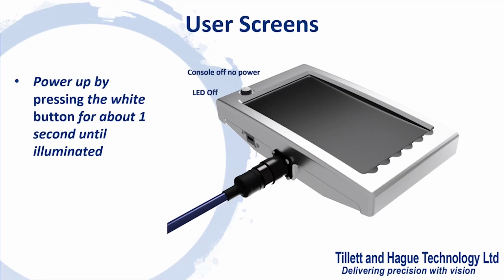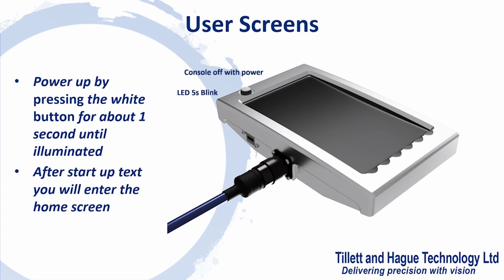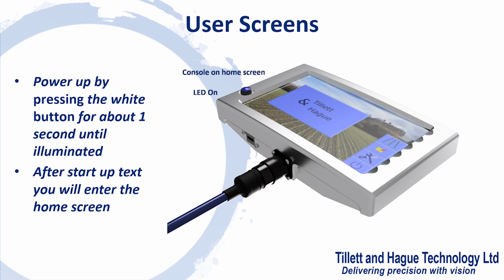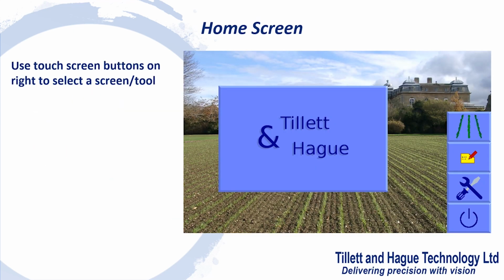First, you need to power up by pressing and holding the button until the LED lights up. You then need to wait a minute or so whilst the PC inside boots up. Once this is done, it will automatically go into the home screen. The touch buttons on the right reflect the options available.